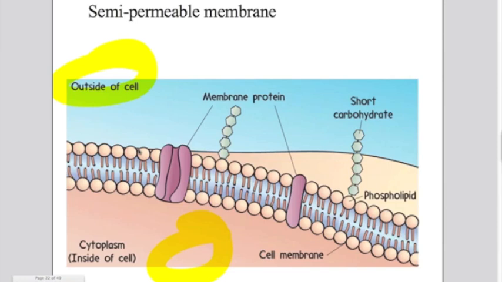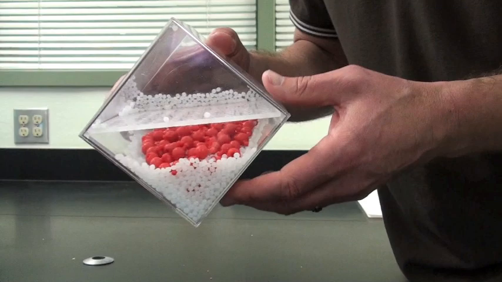The cell membrane is the outer barrier of a cell. It separates the cell from its environment. It gives the cell its shape. It can be used in communication, and it can help keep some things in and some things out. We call this semi-permeable. Here's a model showing semi-permeability.